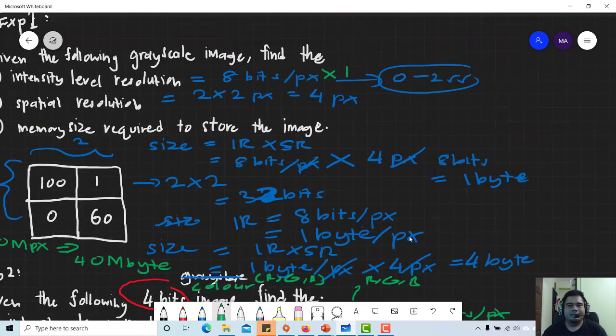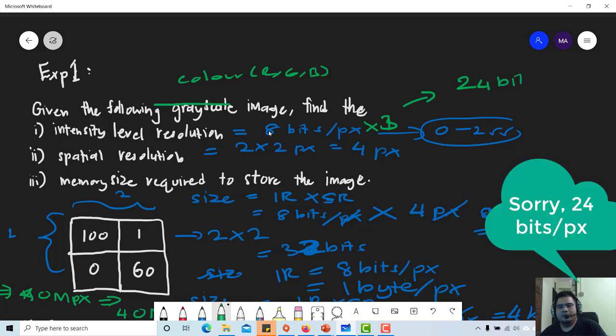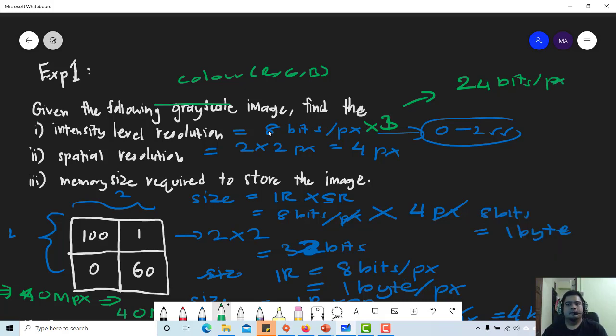Just remember, the same goes for example number 1. If I say this is a color RGB image, then the intensity level resolution, you must multiply by 3. That's why you get 24. Remember in the first weeks of our lectures, a color image always has 3 layers because of R, G and B. That is referred to as intensity level resolution. You have 3 channels, so that's why you must multiply by 3.